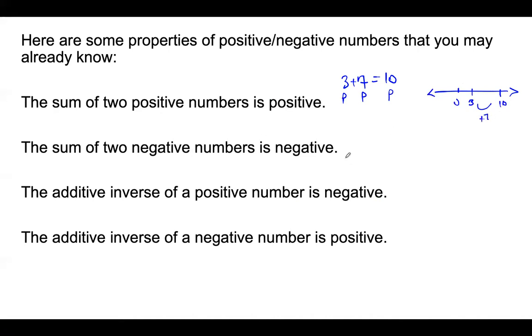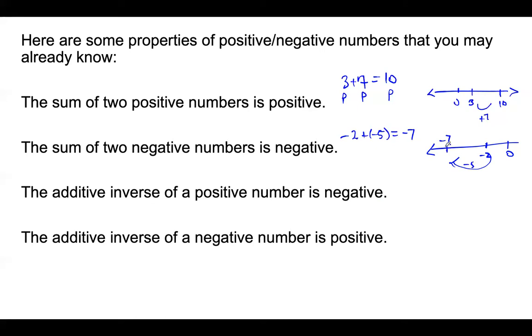The sum of two negative numbers is negative. So again, let's say you have -2 plus -5, you're going to have -7. Again, we could draw this on the number line. We can start off at 0, and we have -2, and we add -5 to it, move in this direction, and we're left with -7.